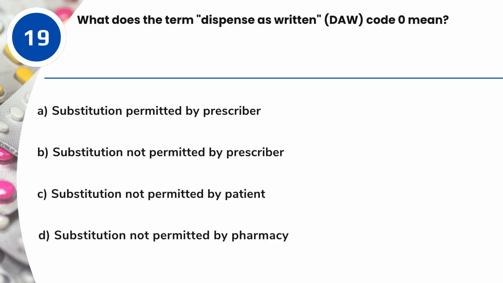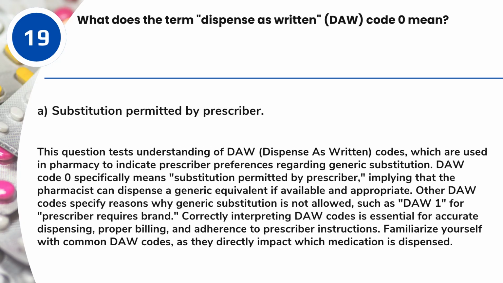Question 19. What does the term dispense as written, DAW, code 0 mean? A. Substitution permitted by prescriber. B. Substitution not permitted by prescriber. C. Substitution not permitted by patient. D. Substitution not permitted by pharmacy. Answer: A. Substitution permitted by prescriber.